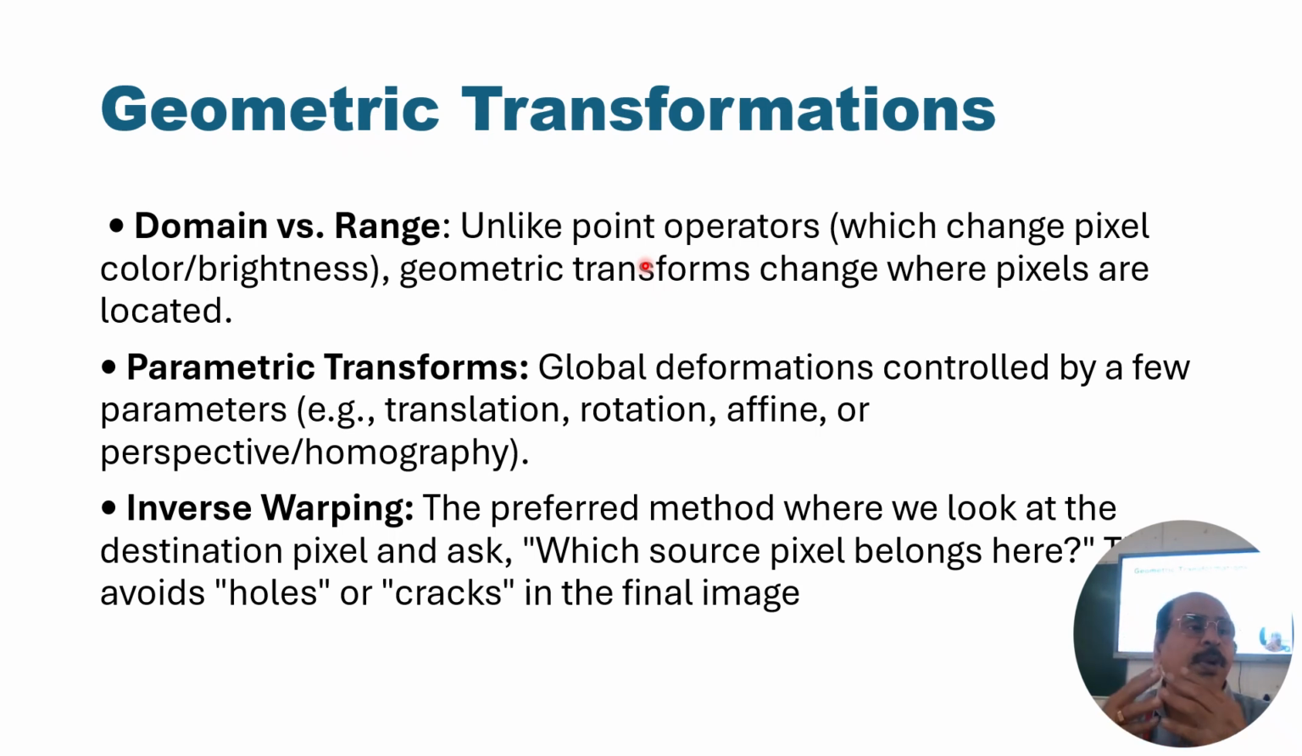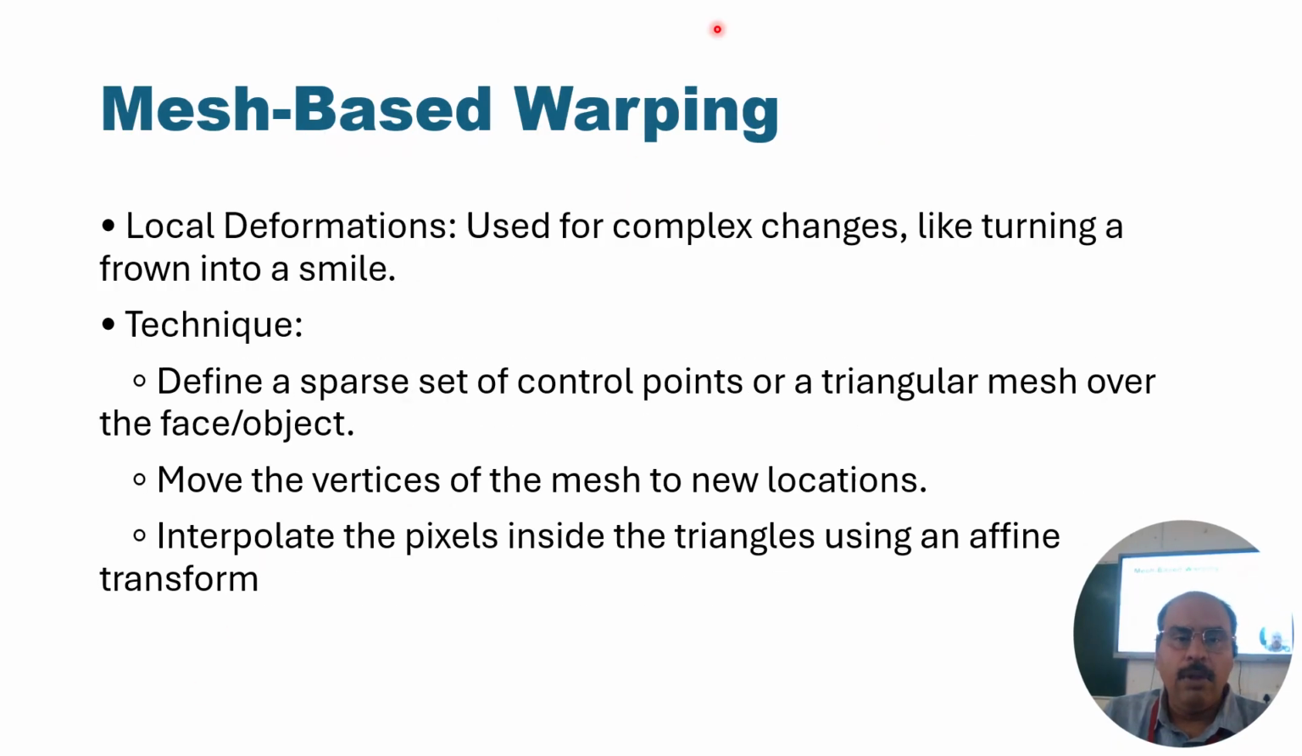So basically what we need to understand is that we need to make some kind of transformations to the images. Different types of transformations are there. One among them is how you are going to change the geometry of the image. Mesh based warping.